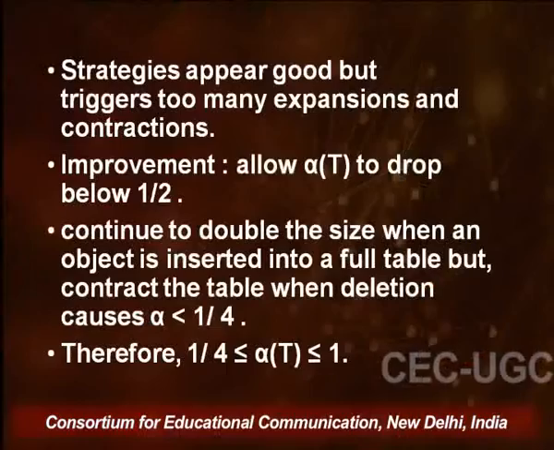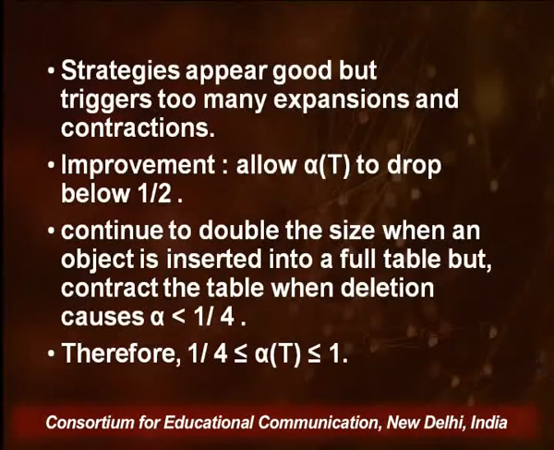After expansion we need to have some deletions which will definitely pay for the contraction, and after contractions we need to perform enough insertions which will pay for expansion. This is the drawback: this condition has not been taken care of in the previous strategy. Even though the strategy seems good, it is going to trigger many expansions and contractions. So what is the solution then?